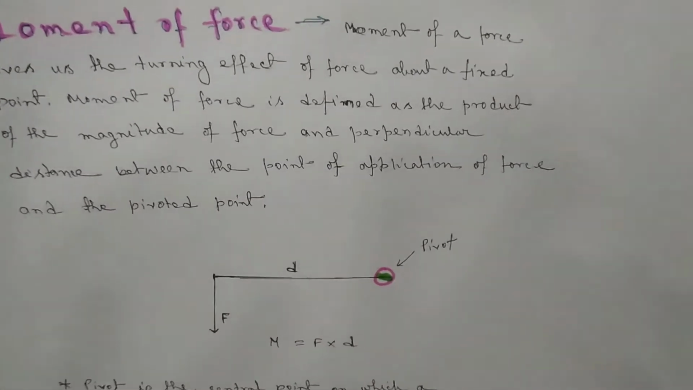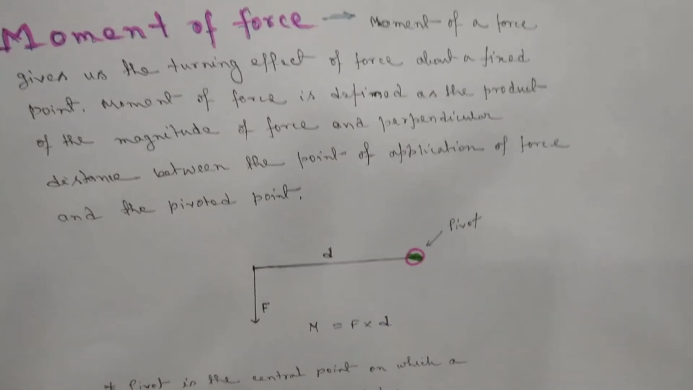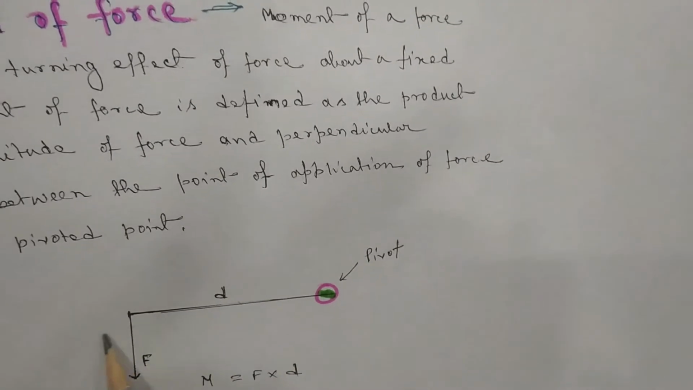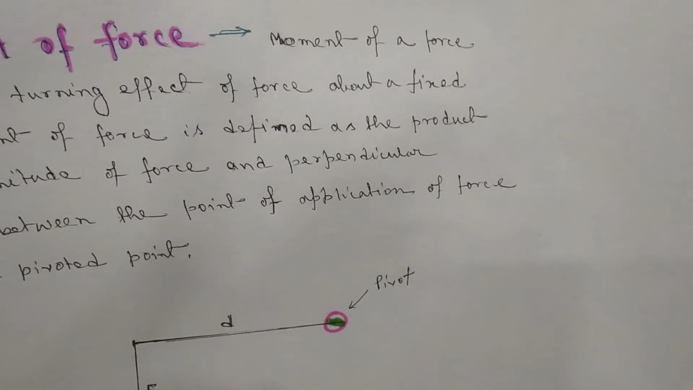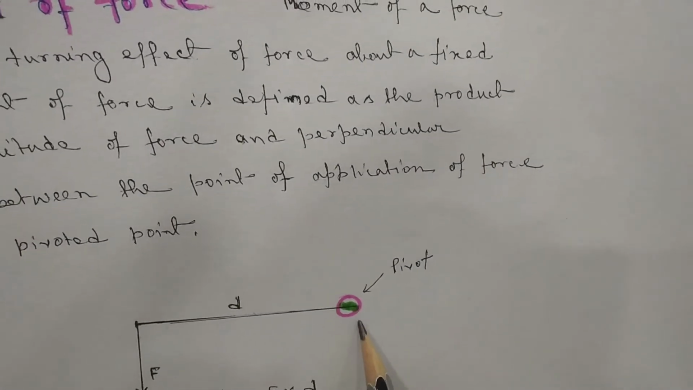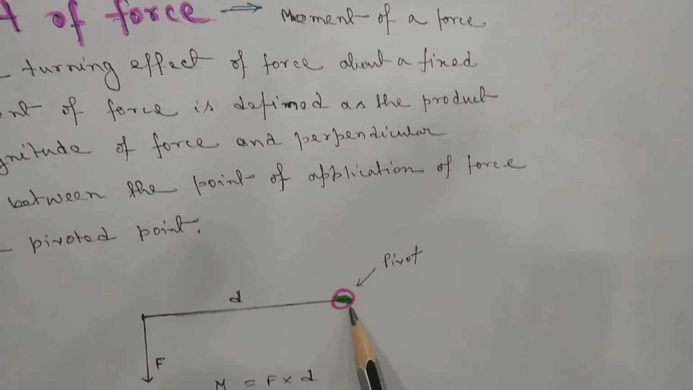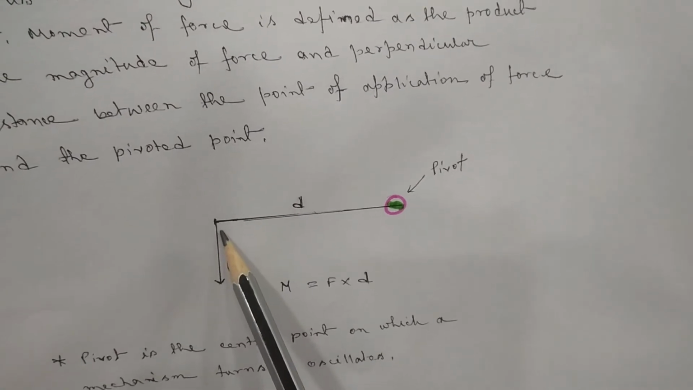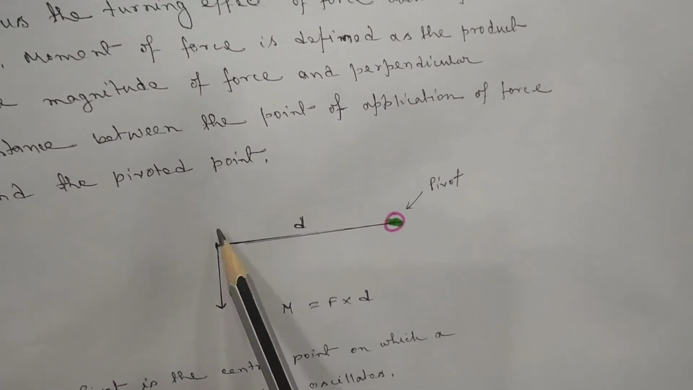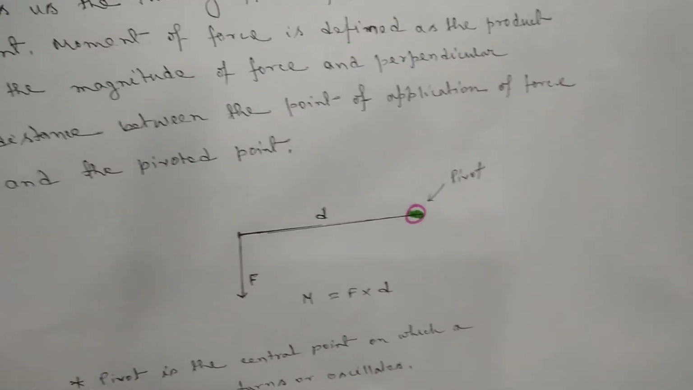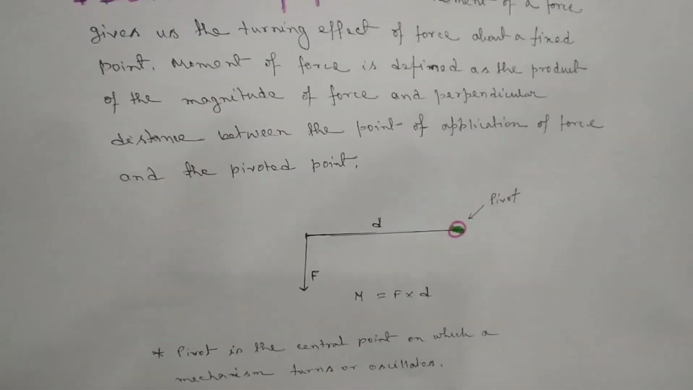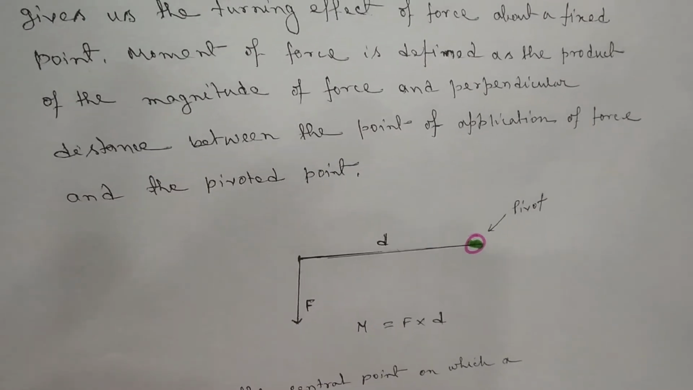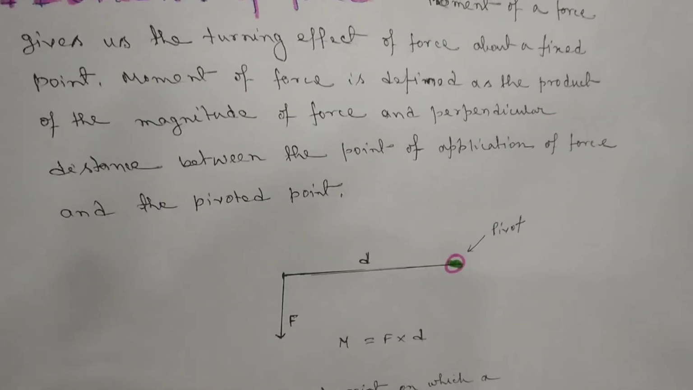Suppose here is a fixed point, and this is a rod of length d. This fixed point is known as pivot. Now if you apply force at this extreme point in downward direction, then the rod will start moving around that fixed point, and it will move in the anti-clockwise direction.